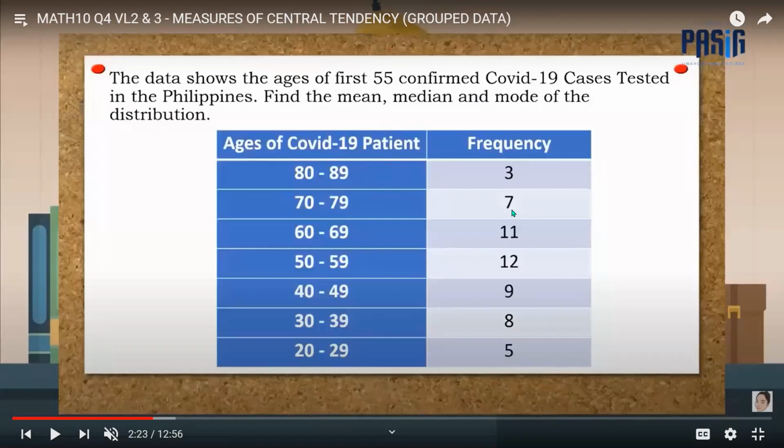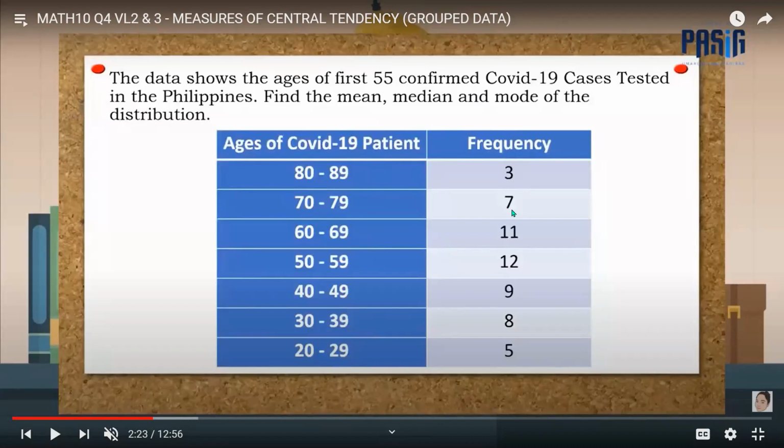Okay? So ito po yung table. Ang tawag po natin dito ay frequency distribution table. And this table represents a group data. Bakit siya group data? Because as you can see, it is well organized. Aside from it is well organized, it is grouped. Okay? It is grouped according to age.